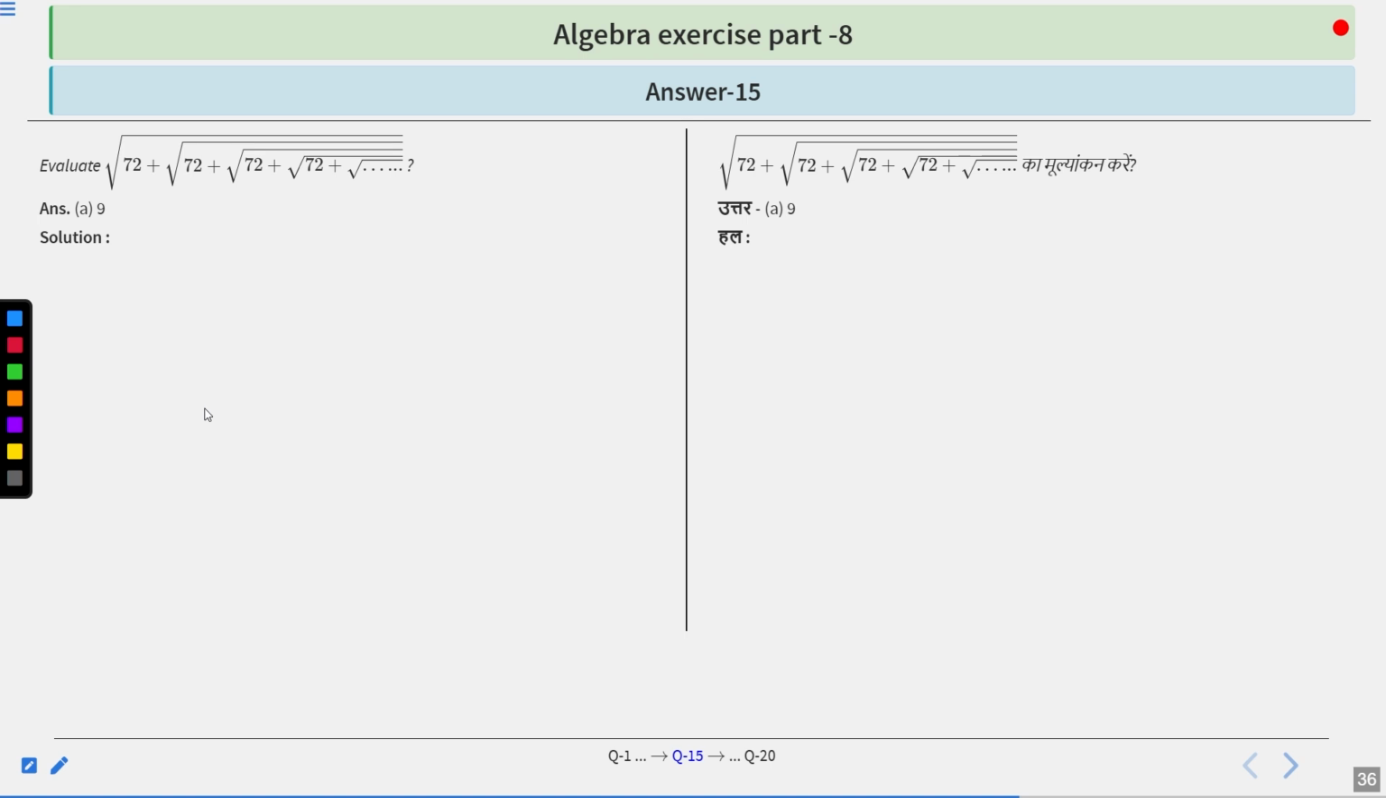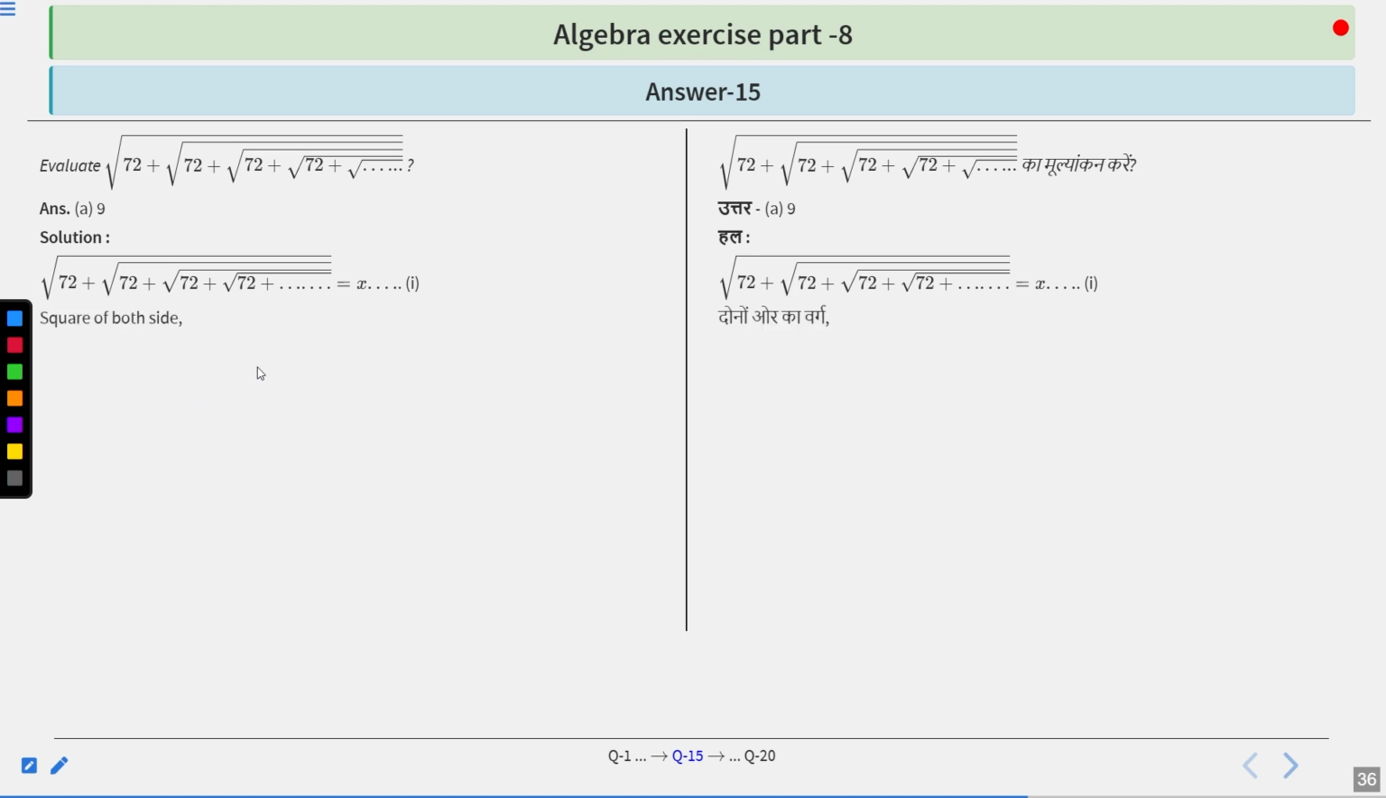Now let's have a look at the solution of this question. We were given under root 72 plus root 72 plus root 72 plus root 72. Let us suppose this thing is equal to x, that is our equation 1. Now we will do the square of both sides. That will become 72 plus under root 72 plus root 72 plus root 72, that is equal to x square. On squaring, only the outermost root will be cancelled out, but the roots inside this outer root will remain as they are. Therefore, we have only 72 plus under root 72 plus root 72 plus root 72.